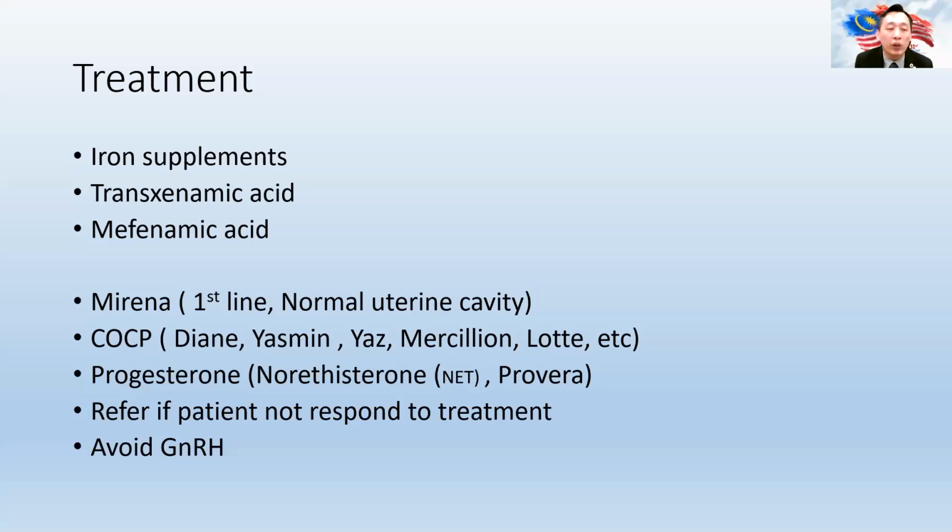Other than that, you can start a COCP, a simple COCP: Diane, Yasmin, Mercilon, Lloyd, etc. Sometimes some GPs can start norethisterone or Provera. If the patient does not respond to your treatment, please refer. Avoid the gonadotropin-releasing hormone antagonist or agonist.